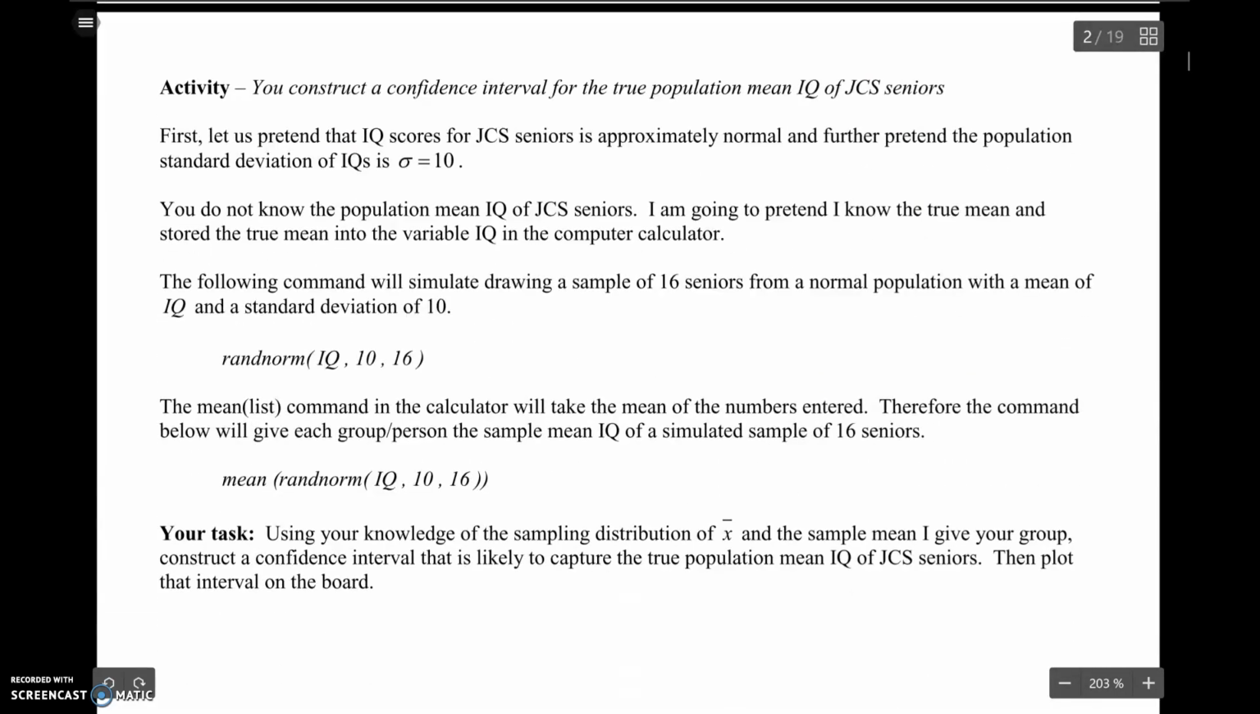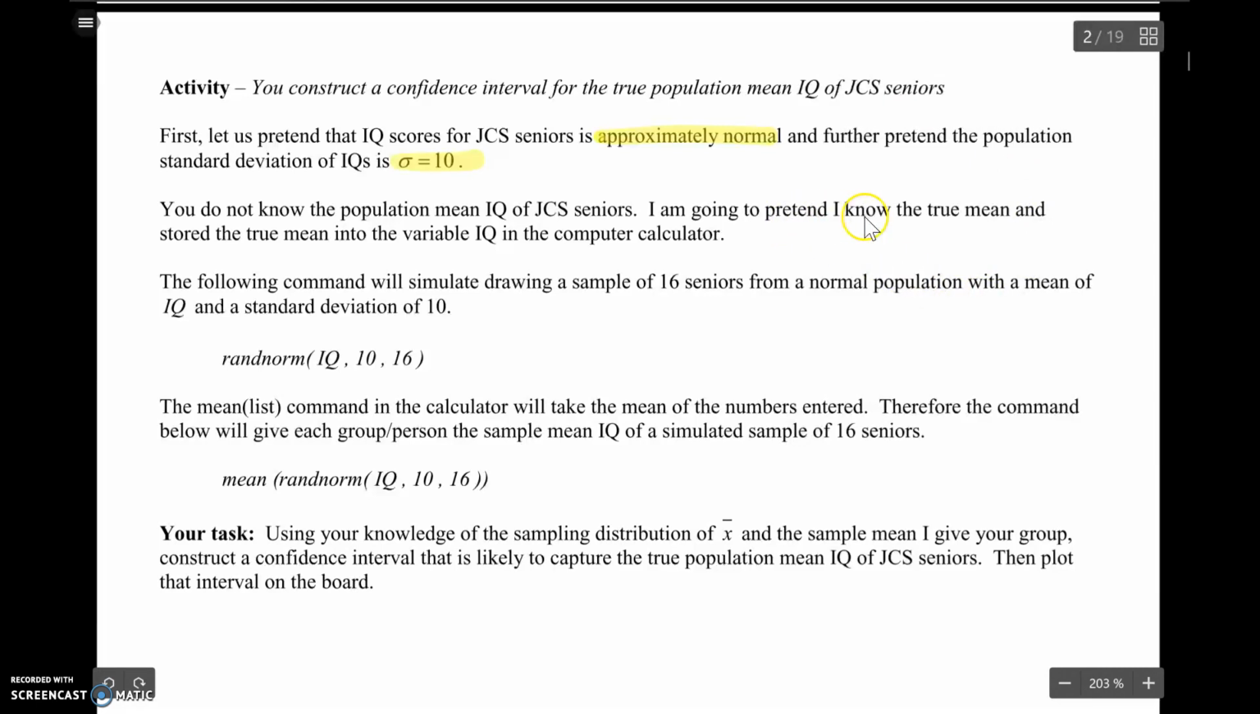So it's going to be hard for us to do this activity in a video. It's something we did in class, but I'll just walk you through it. First, let us pretend that the IQ scores for JCS seniors are approximately normal. First assumption. And further, let's pretend that the population standard deviation is 10. Second assumption. You do not know the population mean.